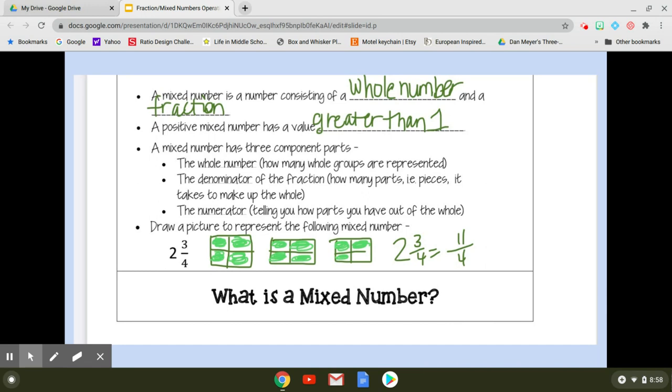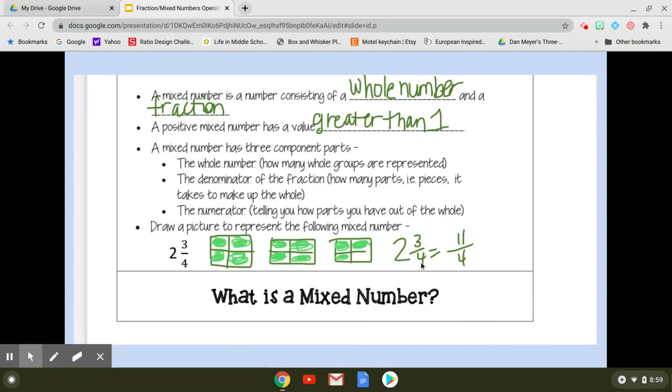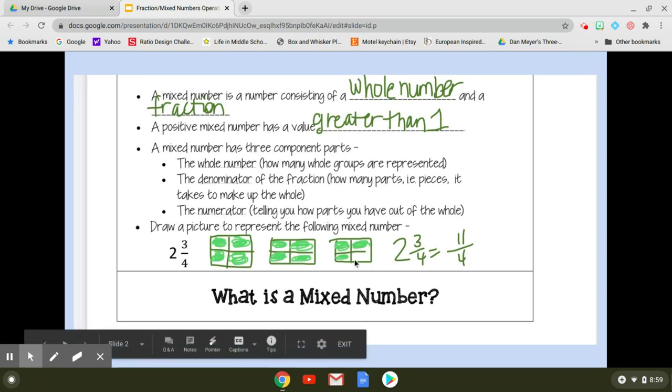So in the mixed number 2 3/4, for instance, that would look like 2 wholes and 3/4 of another whole. If we were to put that into an improper fraction form, where our numerator is bigger than our denominator, then it would look like 11/4. We get that by taking our denominator, multiplying it by the whole number, and then adding the numerator. So 4 times 2 is 8, plus 3 makes 11. And as you can see in the picture here, there are 11 parts shaded out of groups of 4.